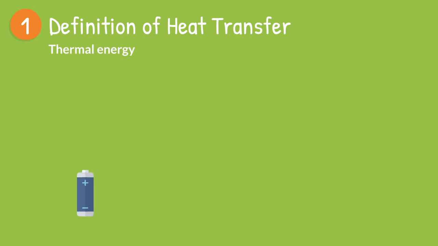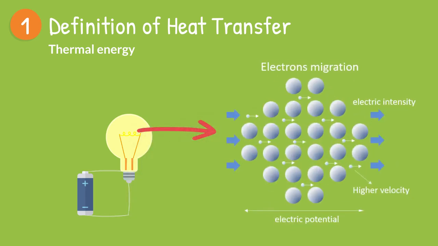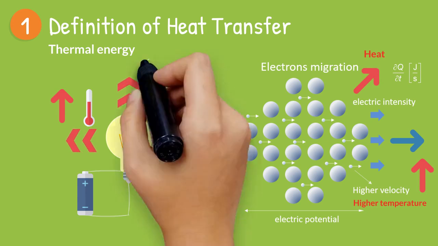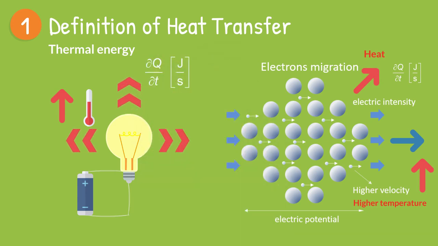For example, a traditional filament light bulb transforms electrical energy into light and thermal energy. Electrons in it gain kinetic energy and, therefore, the temperature of the filament increases. As a consequence, heat is released to the ambient. The filament also emits light when it reaches a sufficiently high temperature.